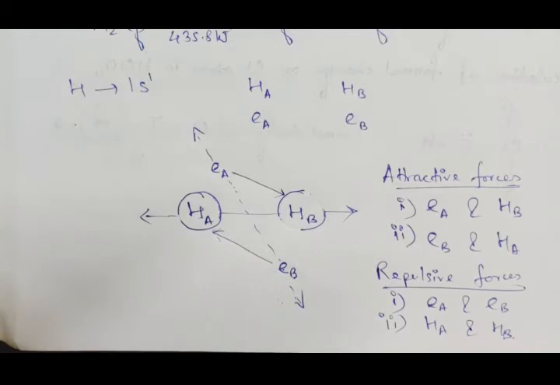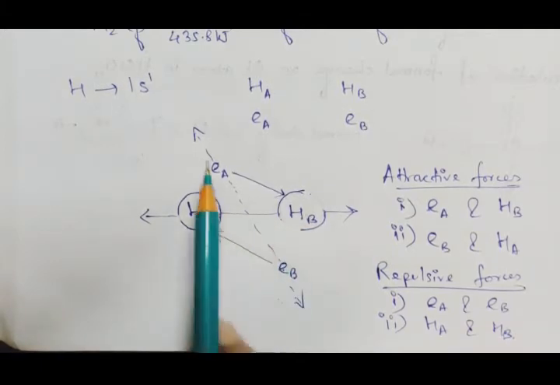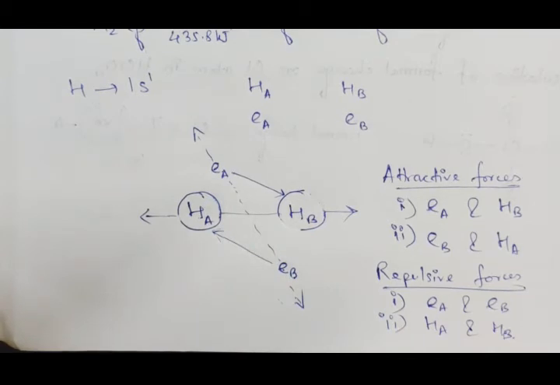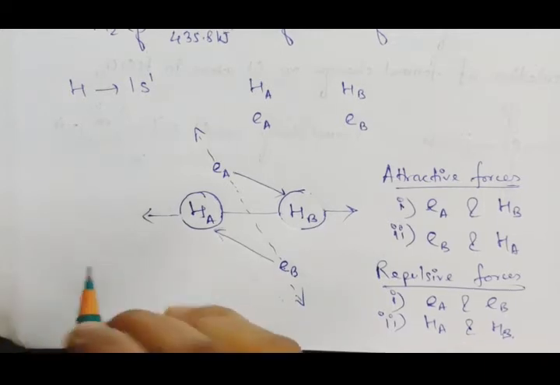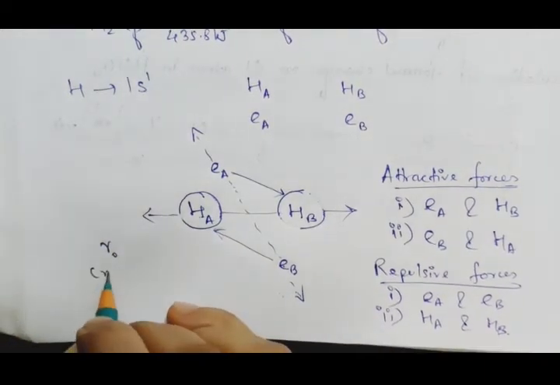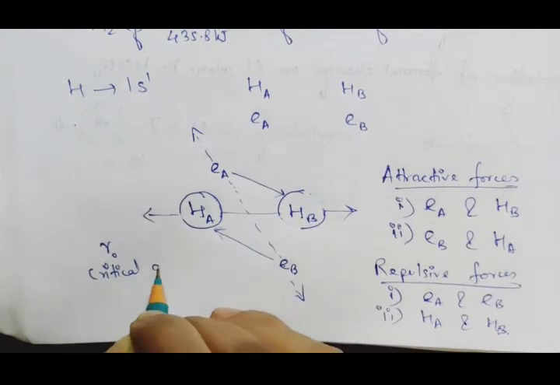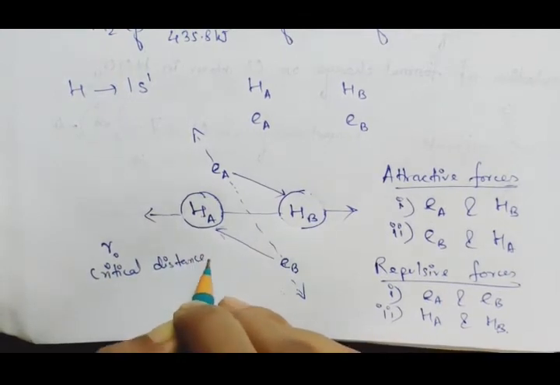Now after this approaching, the atoms go on approaching each other and the potential energy of the system continues to decrease. Clear? Ultimately a state is reached where the attractive forces balance the repulsive forces, that means the attractive forces will balance the two repulsive forces. Now this state is reached when the atoms are at the critical distance, that is R0. This is the critical distance. Now what is this critical distance?